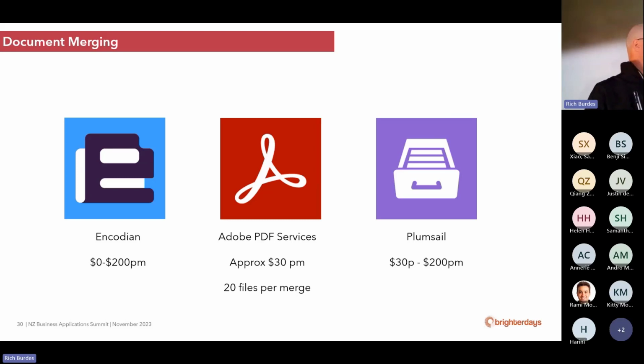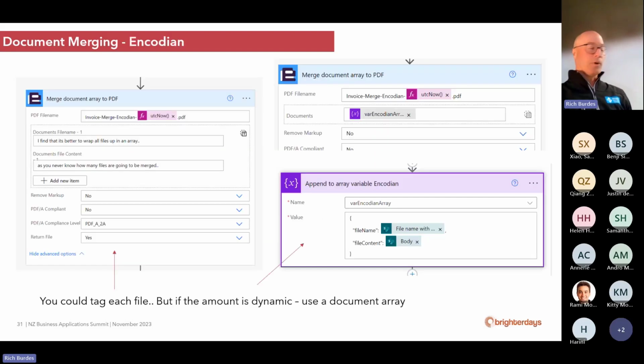I do know there's 20 images, 20 files max per Adobe, just so you know. But again, I can make the files and I can merge them, right? So I'm doing two things with the same connector, so I'm already saving cost on that. Plumsail will let you make documents as well.